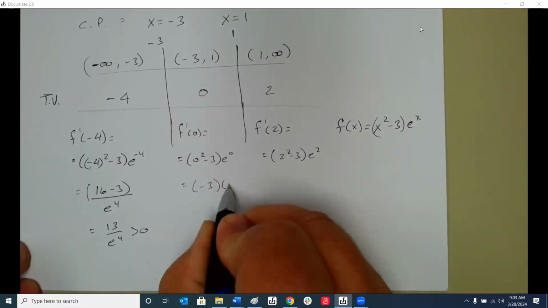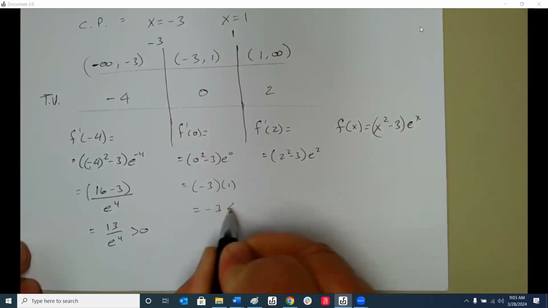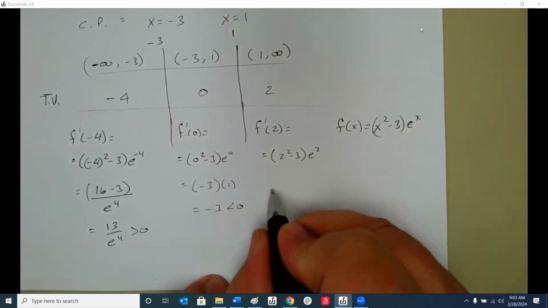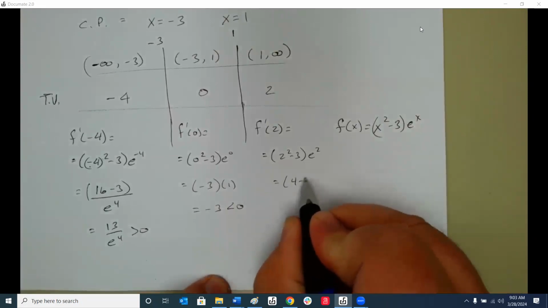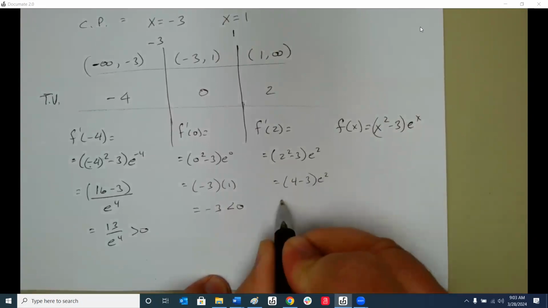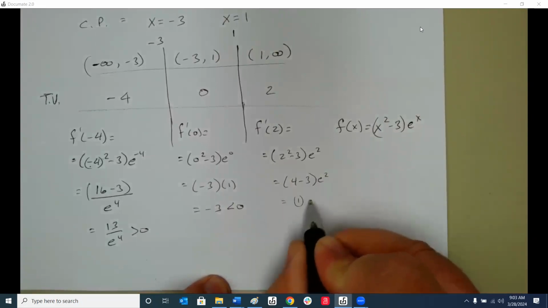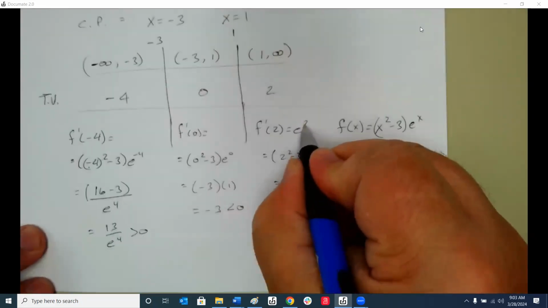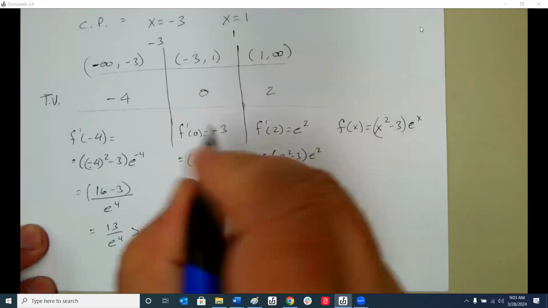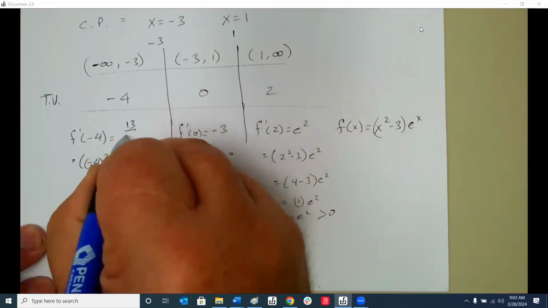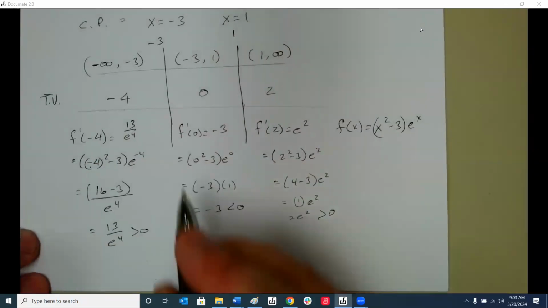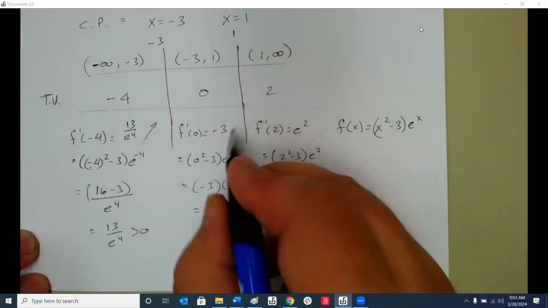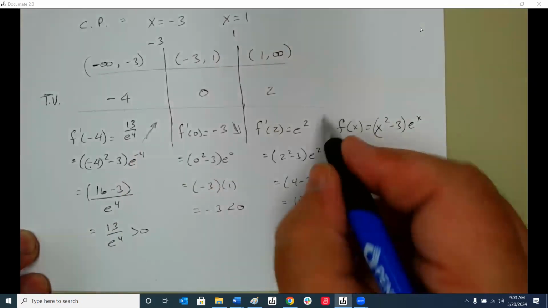-3 times 1. This is negative. Four times 3, e squared. Positive. So it's e squared, -3, 13 over e to the 4th. So since it's positive, we know it increases. If it's negative, we know it decreases, and then it increases.